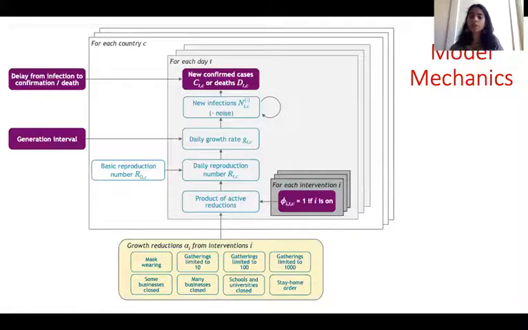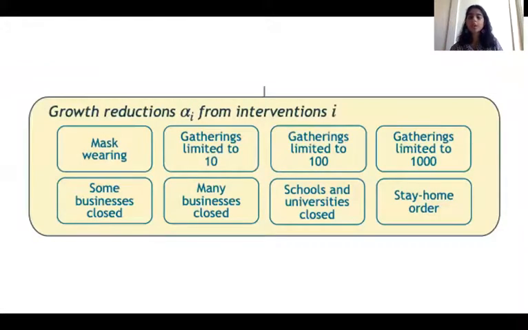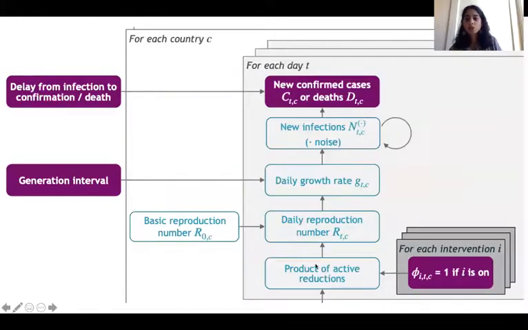So zooming into parts of the model, here we are zooming into the 8 different NPIs and showing that this alpha of I is just showing the effectiveness in the growth reduction of this intervention. And then zooming into the cause and effect chain. Again, at the bottom, we have this product of active reductions, which is then used with the basic reproduction number to get this daily reproduction number RTC. And then that one-to-one correspondence gets us to this daily growth rate.